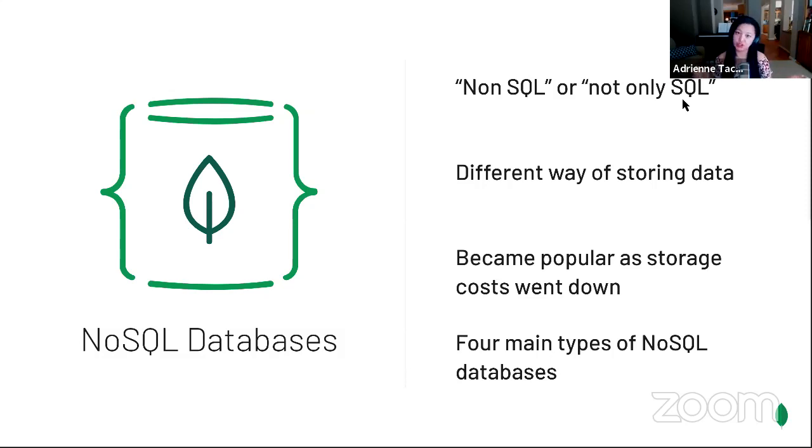And lastly, there are NoSQL databases. So that's kind of like the generic term for how you store that data. But there are 4 variations of the NoSQL database type, and we'll talk about that now.